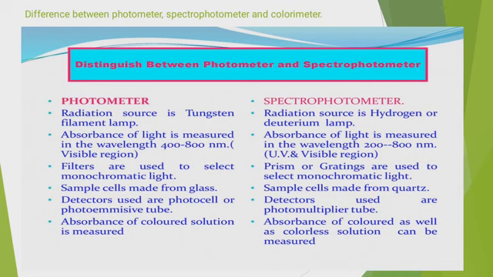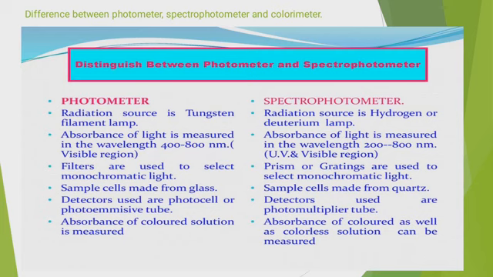Detectors used are photocells or photoemissive tubes in the case of the photometer. But in the case of the spectrophotometer, the detectors used are the photomultiplier tubes only, so we do not use the photocells.